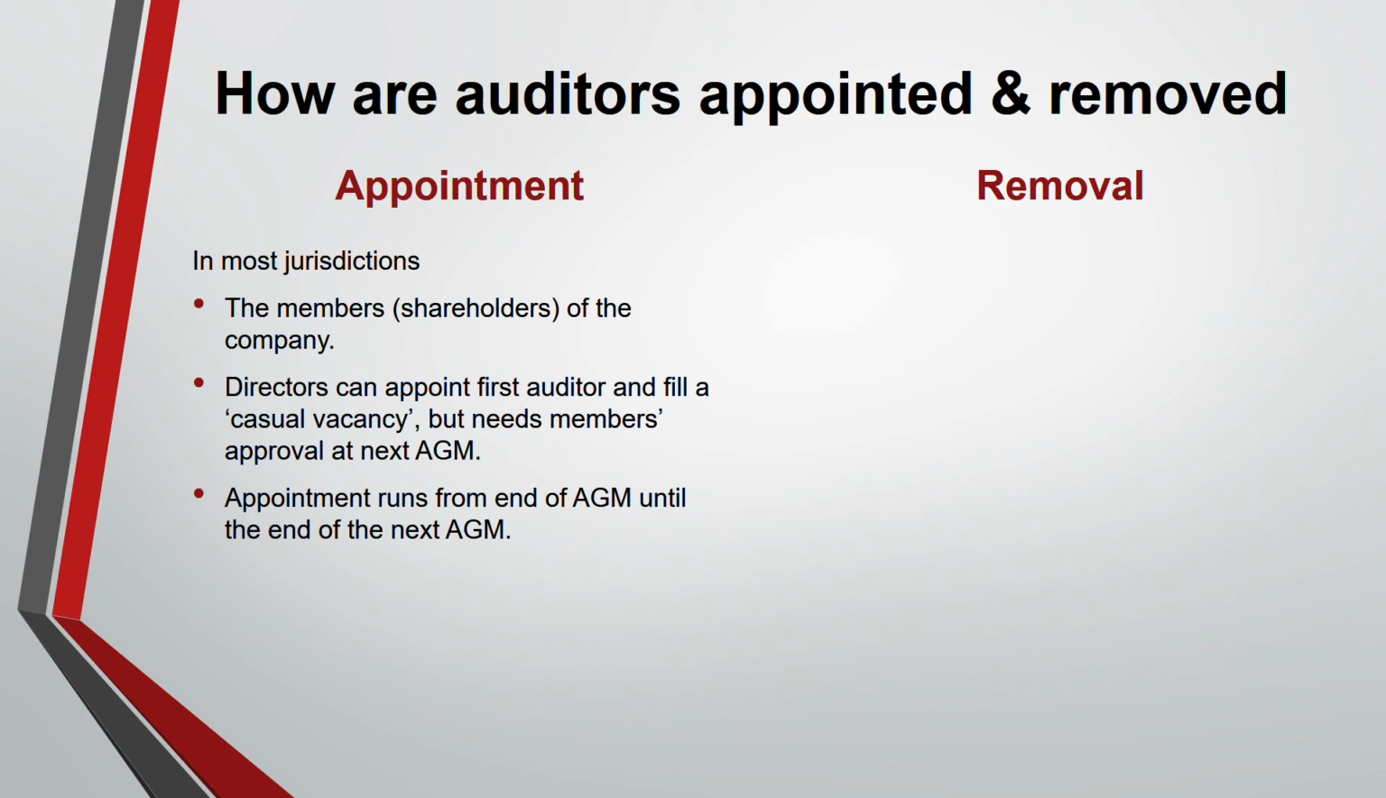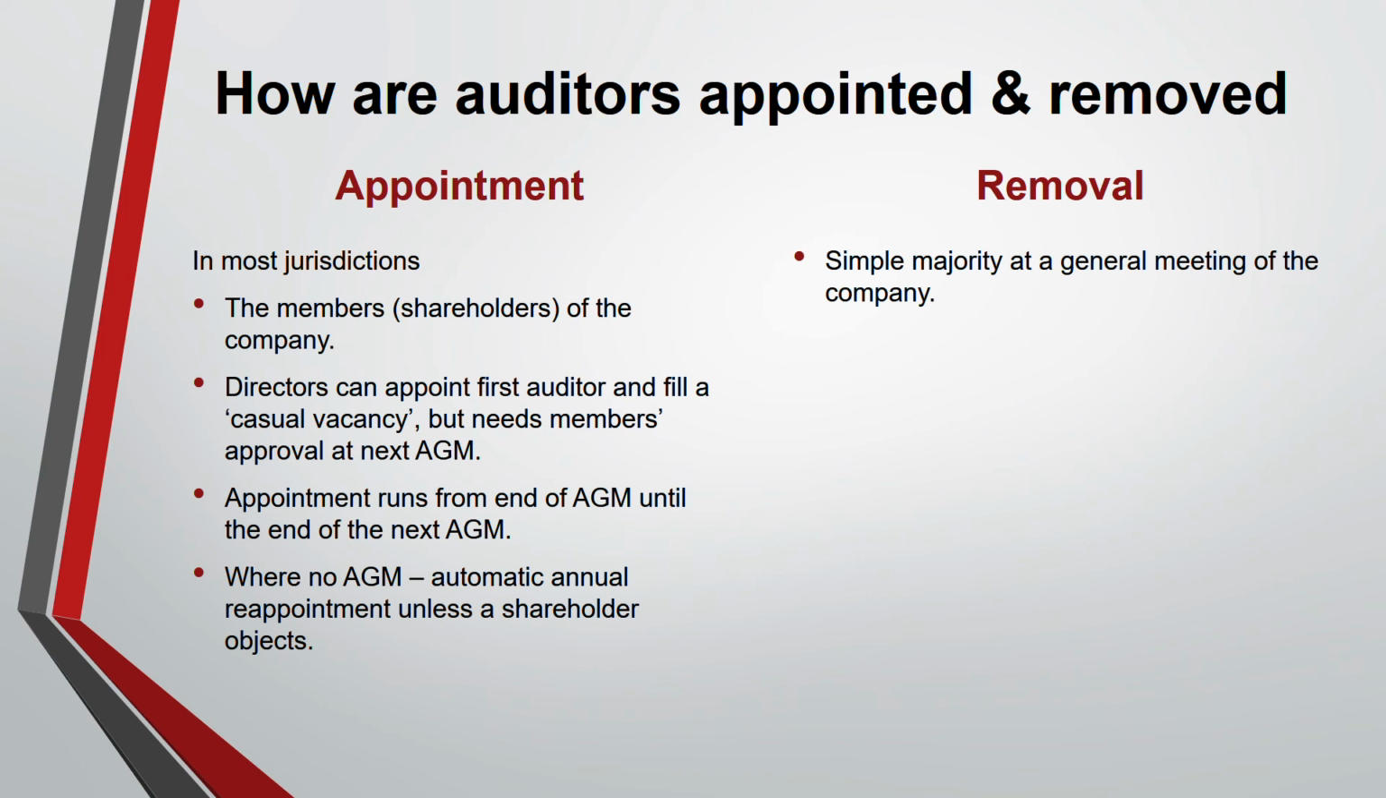Then what about where there is no annual general meeting? Then there's an automatic annual reappointment that takes place. Annually, that same auditor will be reappointed automatically if there is no annual general meeting. But if the shareholders object that he should not be appointed, then he cannot. Now, how are the auditors removed? Number one, majority. If the majority in the annual general meeting says that this auditor needs to be removed, and he gets a majority vote, he's removed.